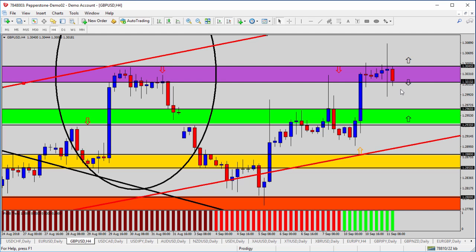Are the bears going to come back in? Is the US dollar going to suddenly rally and send this back lower? Are we going to get some more Brexit news or some other news out of the UK that causes some movement here? We just don't know.